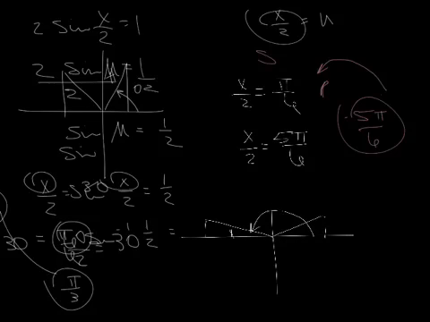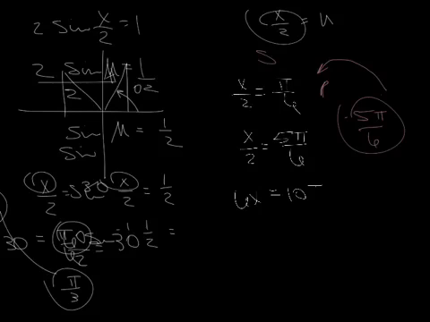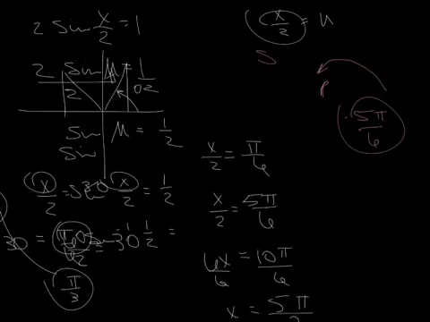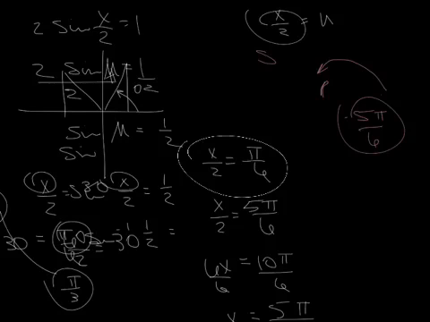So, knowing that my x over 2 is 5 pi over 6, I'm trying to solve for x. So I cross multiply, and I get 5 pi over 3 for my x value here. And we already did x over 2 equals pi over 6. We had 6x equals 2 pi. Divide by 6, divide by 6, we get x equals pi over 3.